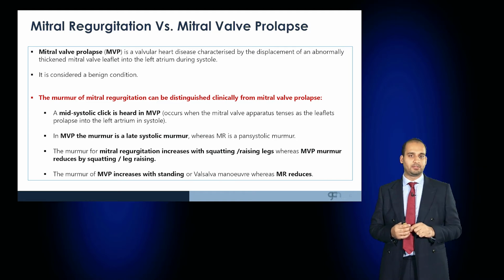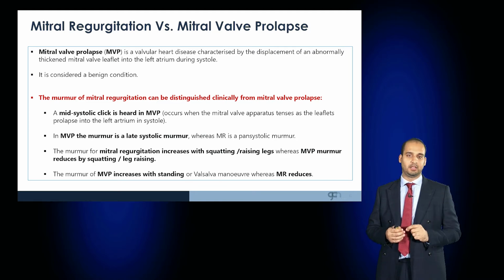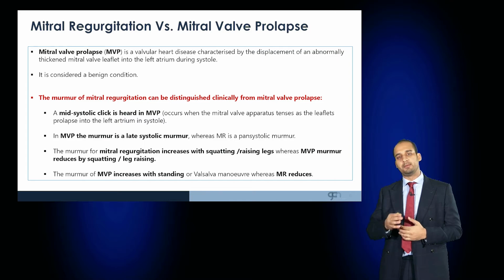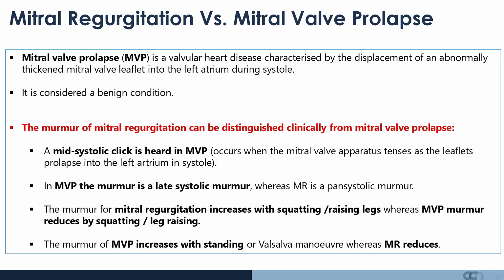Moreover, the murmur of mitral valve prolapse is a late systolic murmur, whereas in mitral regurgitation, the murmur is pansystolic. In terms of accentuation, the murmur of mitral regurgitation will increase when you increase the blood flow into the heart. So if you were to raise the patient's legs or ask them to squat to increase the blood flow through the valve, the murmur of MR would increase. Whereas increasing blood flow into the heart normalizes the prolapsed mitral valve and abates the murmur of mitral valve prolapse.